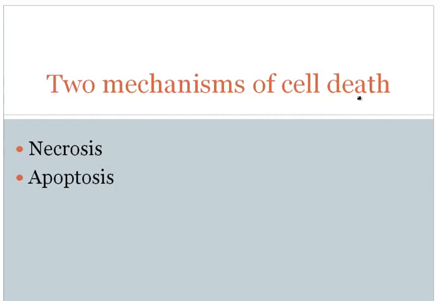Now, there are two mechanisms of cell death, and we have to be familiar with both. The first is necrosis and the second is apoptosis. The way I think about these is necrosis is sort of murder. Something comes from the outside, or some pathologic process from the outside occurs, which then causes a grand scale destruction of the tissue. And that's necrosis.